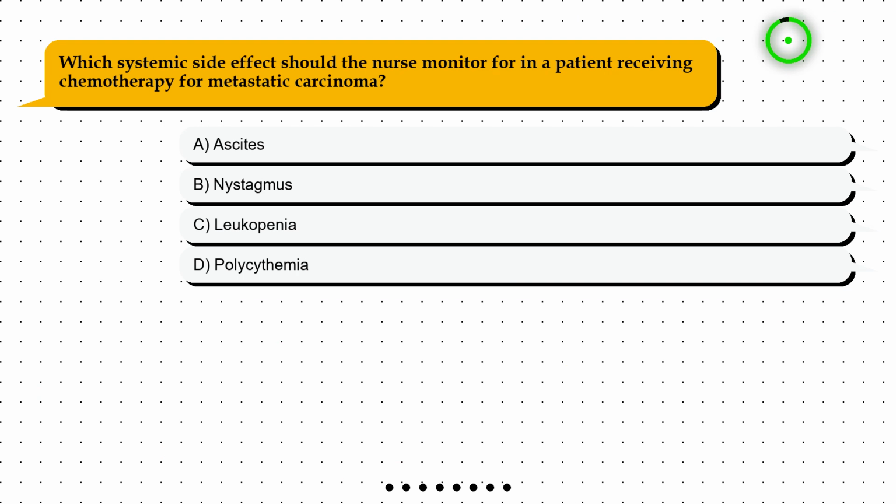Question 3. Which systemic side effect should the nurse monitor for in a patient receiving chemotherapy for metastatic carcinoma? Option A. Ascites. Option B. Nystagmus. Option C. Leukopenia. Option D. Polycythemia.